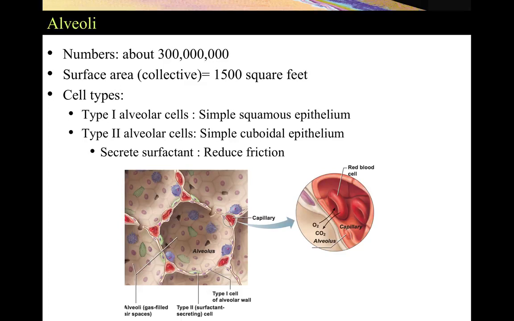Something else that you do need to notice is the number of alveoli that are present inside the lungs. They number about 300 million alveoli per lung, which gives you a really significant amount of surface area. As you can see, the number is about 1,500 square feet. This is a really large number, which ensures that gas exchange effectively takes place, because the larger the surface area, the more effective your gas exchange will be.